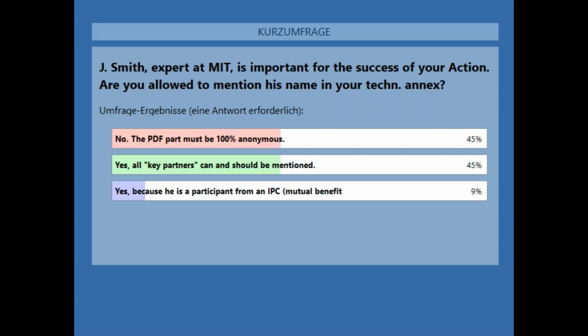Here you can see two majorities. No one was really entirely sure. I guess it's quite a difficult question. We have 45% each saying the contrary of each other: no, it must be 100% anonymous, or yes, all partners shall be mentioned. And the 9% of you who indicated the last answer are actually the ones who were right. Congratulations to the few of you. And I will tell you in a second what's the story behind that.